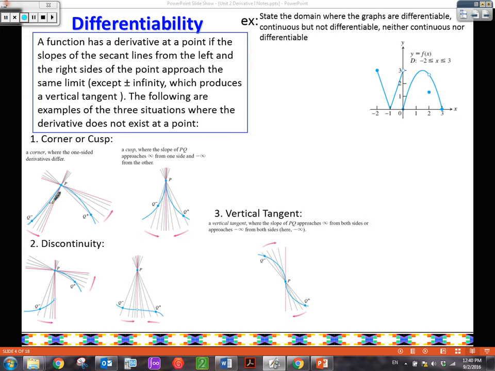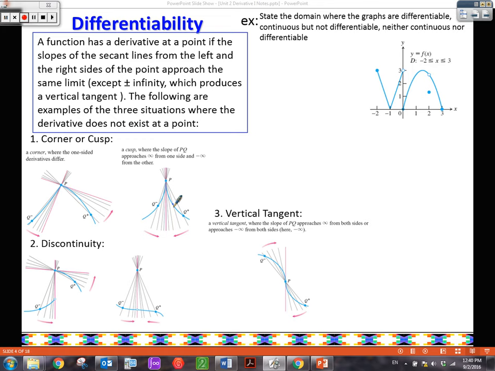So corner or cusp, what is that? Well, here's a corner, right? It's a sharp turn in the graph, and a cusp looks like this. All right, so at that location, at the corner or the cusp, the derivative does not exist. It's continuous there, but the derivative doesn't exist. So let's talk about why.